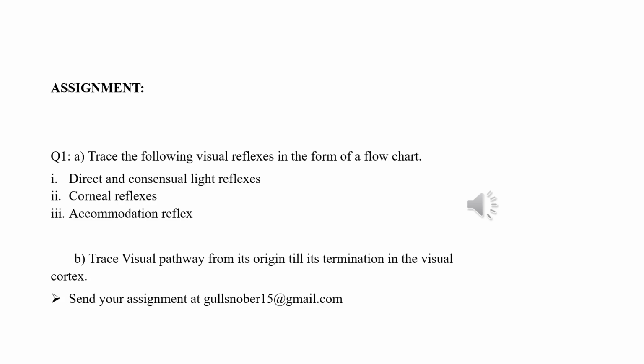So this was all about the eyeball and the optic nerve, and now we move on to the assignment. In this assignment, I have given you a question for tracing the visual reflexes in the form of a flow chart, right? And these are those same visual reflexes I've explained to you earlier: the direct and the consensual light reflex, corneal reflex, and accommodation reflex. You will make a flow chart, and then you will show the entire reflex pathway starting from the optic nerve and till its termination.